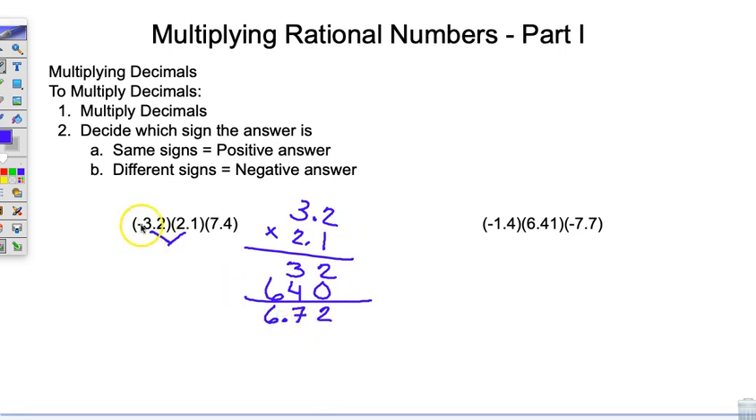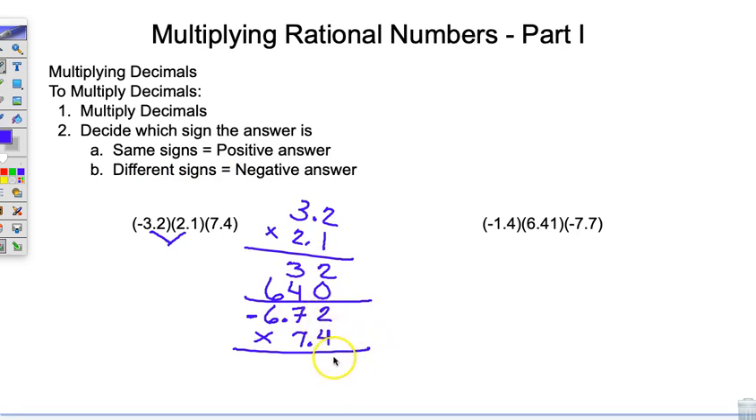Since one number there was negative while the other is positive, this is really a negative answer so far, but I still need to multiply it times this 7.4. So I'm going to take that 6.72 and now I'm going to put a 7.4 down here and continue to multiply. I do know my answer is negative because I'm taking a negative number times a positive, and when the signs are different, it is a negative answer.